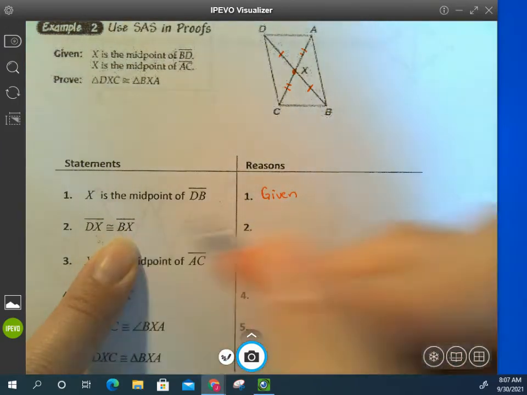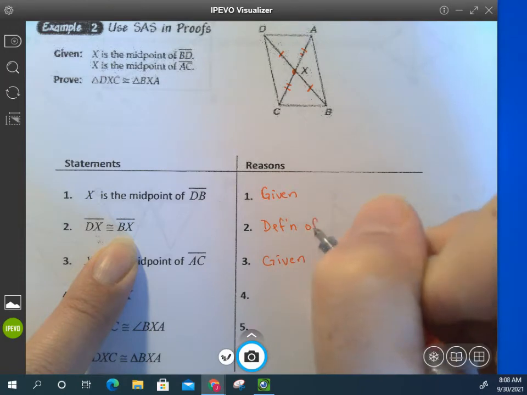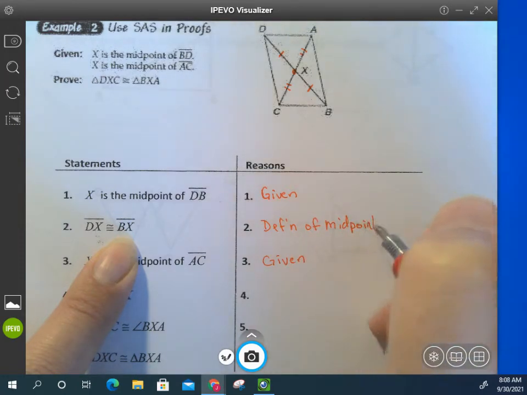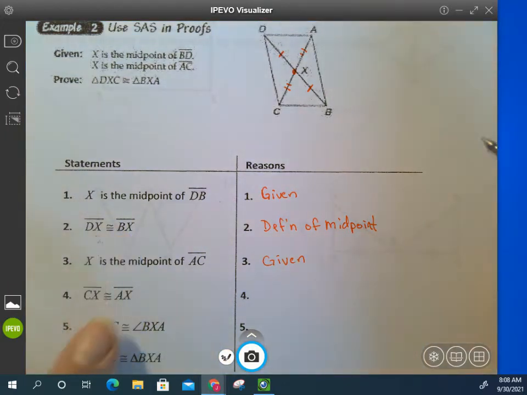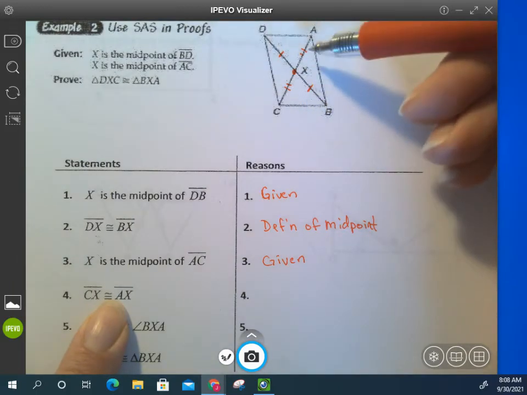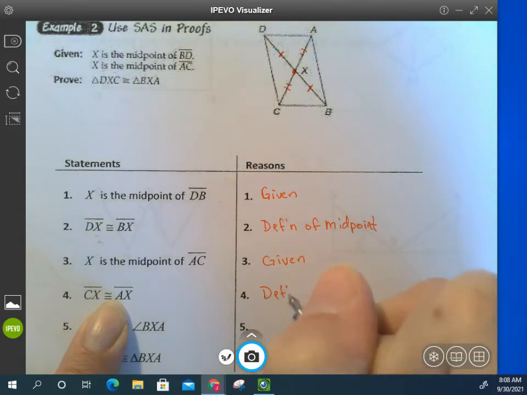Why is DX congruent to BX? I'm just going to say definition of midpoint. That's true. I mean, that's why they were congruent. It's called the definition of a midpoint. Then they did the same thing. We talked about this being a midpoint of AC. We talked about how it split that in half. So that is also definition of midpoint.